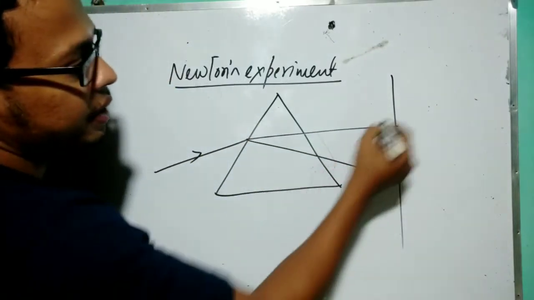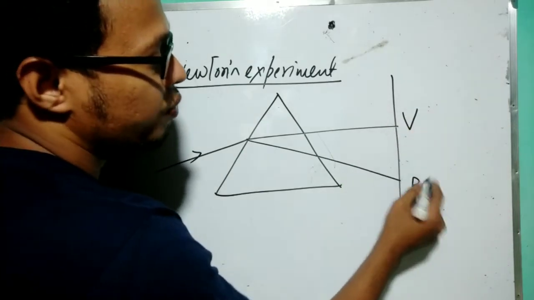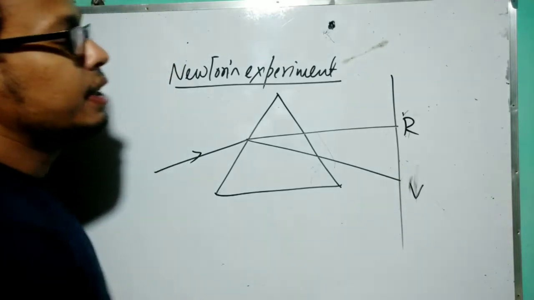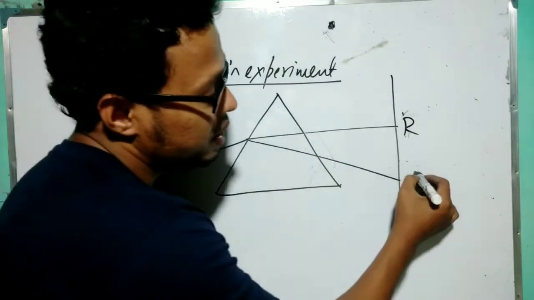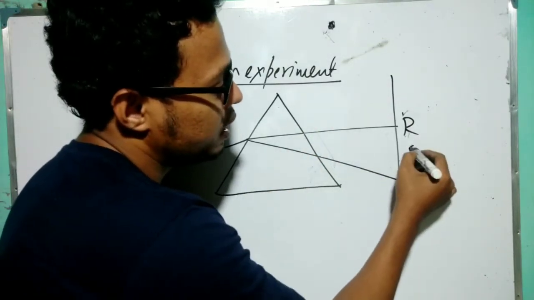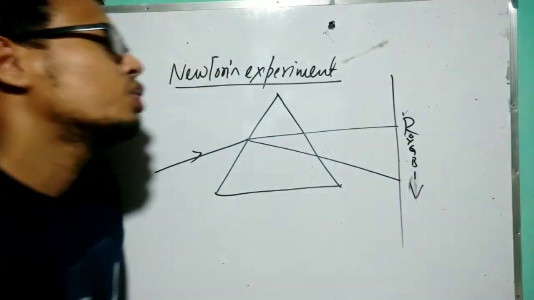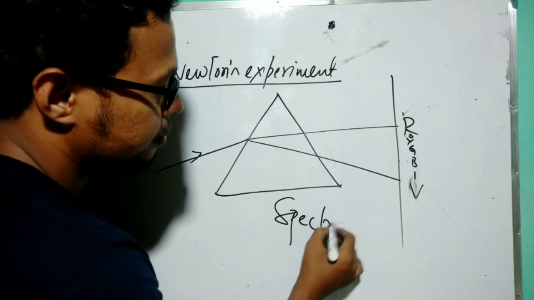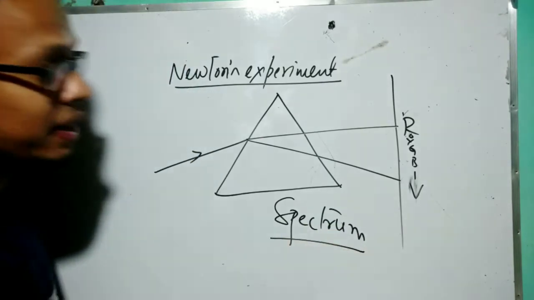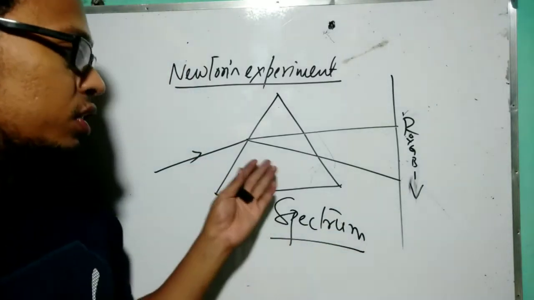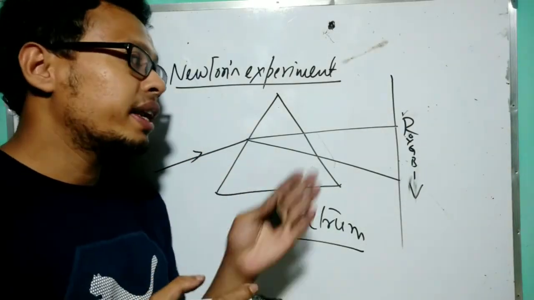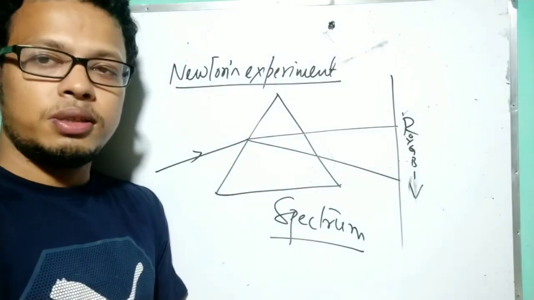That band of 7 colors, this is red, this is violet, VIBGYOR. So that band of 7 colors is called the spectrum. This is the spectrum: when the white light passes through the prism, it splits into 7 constituent colors, and that band of 7 colors is called the spectrum.